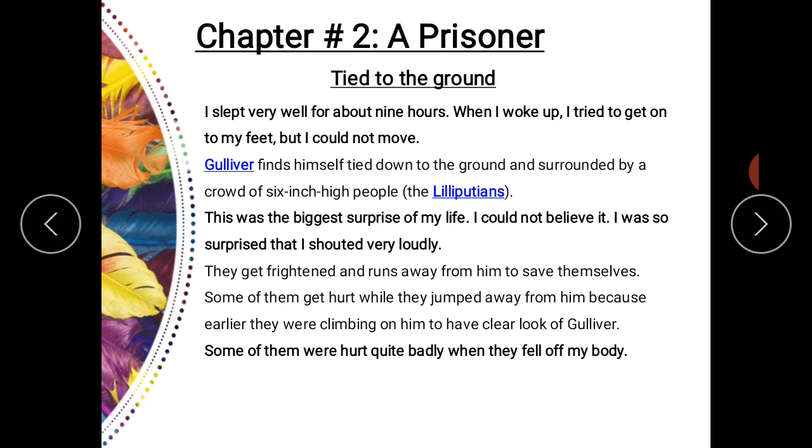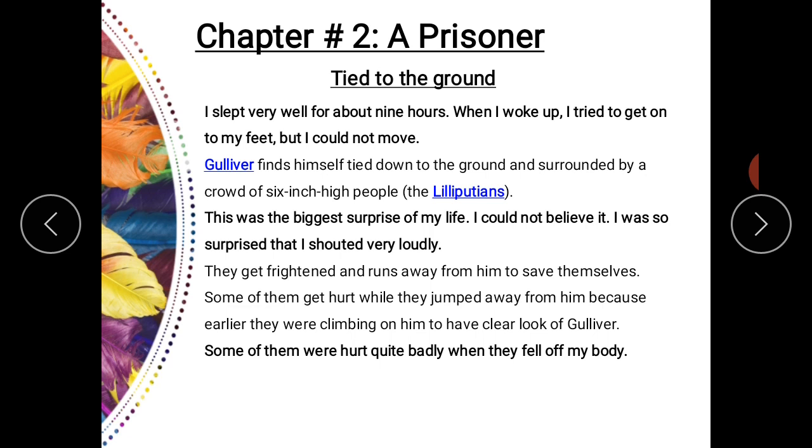This was the biggest surprise of my life, Gulliver says. Why is it the biggest surprise for him? Can you imagine? Just little people like these Lilliputians standing in front of you. Obviously, we would also be surprised to see such people or creatures in front of us. I could not believe it. I was so surprised that I shouted very loudly. Now, children, relate yourself to this. If you imagine or if you see a giant shouting very loudly in front of you, what would you do?